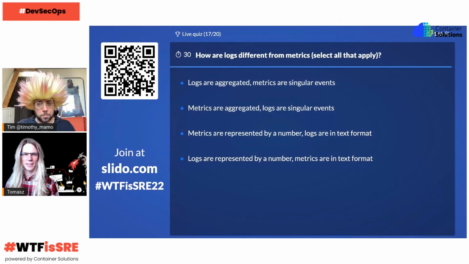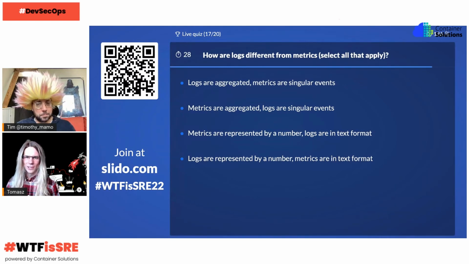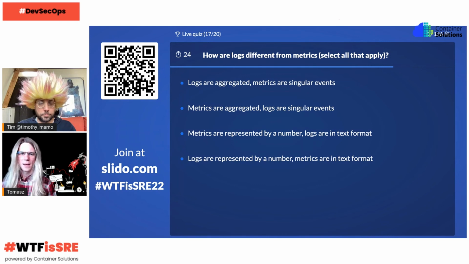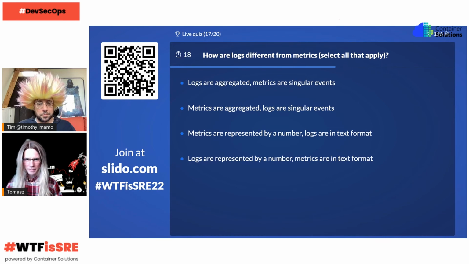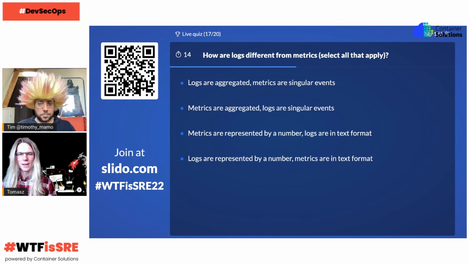Okay, good. Next question. How are logs different from metrics? Select all that apply. First one, logs are aggregated, metrics are singular events. Second option, metrics are aggregated, logs are singular events. Third one, metrics are represented by a number, logs are in text format. Or maybe logs are represented by a number, metrics are in text format.